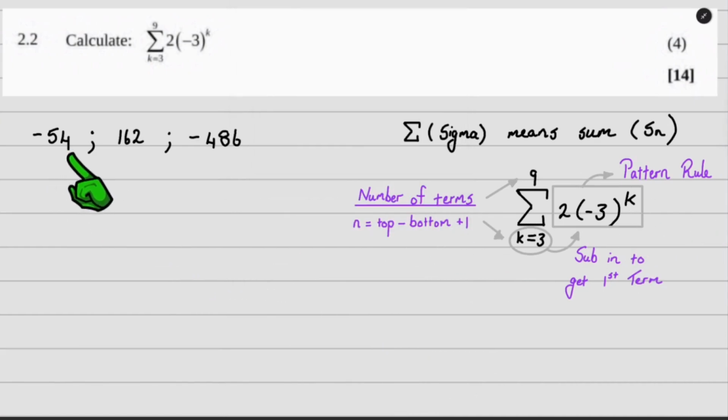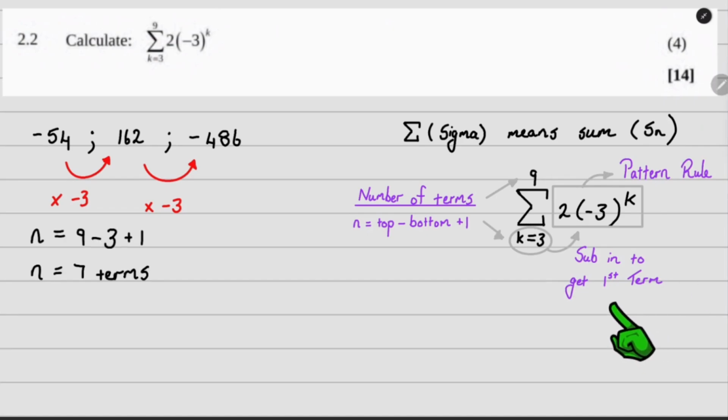Okay, so what I want to do with the first 3 terms is find out what type of pattern it is. So it looks like we're timesing by -3 over here. Normally the ratio is kind of hidden in this bracket here. So if we're timesing by a number, it's going to be a geometric sequence. Okay, and while we're here, we are going to need the number of terms, so we can pop it into our SN formula. So let's go get the number of terms by saying the top minus bottom plus 1. So that's going to be 9 minus 3 plus 1.